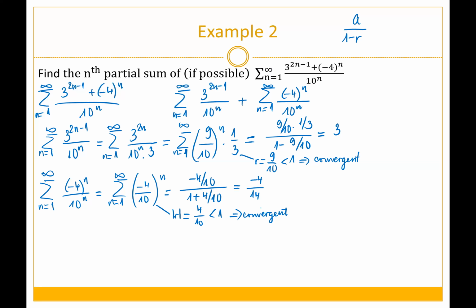So because both of them are convergent, you can put an equal sign here, and each of them has already been found, which is 3 minus 4 over 14. That is going to give us 42 minus 4, which is 38 over 14.